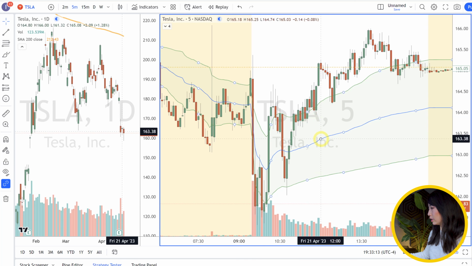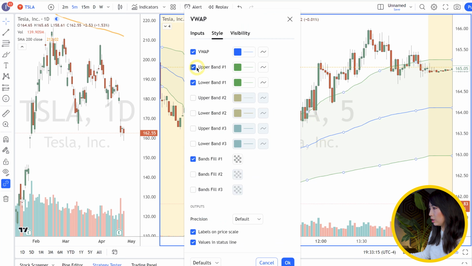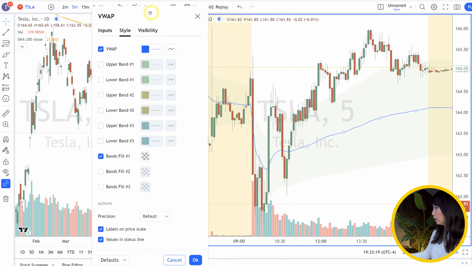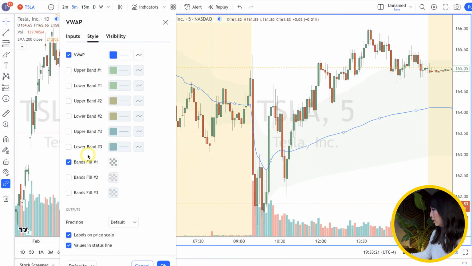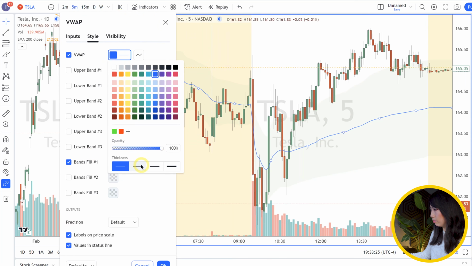So to do so, I'm just gonna double click to show up the settings. You're gonna see upper band, lower band, just deselect it. And what I'm gonna do is, if I'm moving here, I'm gonna make the VWAP a lot more visible for me to see. I think this length will be good.